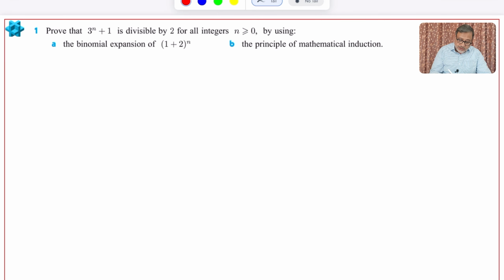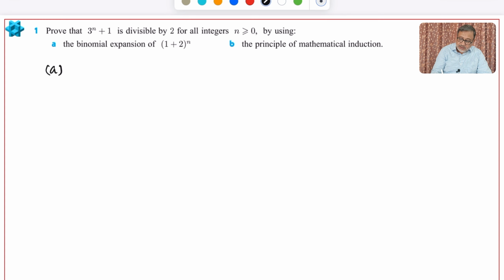Okay, this question is from the textbook, okay. Prove that 3 to the power n plus 1 is divisible by 2 for all integers n greater than or equal to 0 by using the binomial expansion of 1 plus 2 bracket to the power n and the principle of mathematical induction. So by two ways we have to prove this, okay. So first one is by binomial expansion, right? Okay, so let us see by binomial expansion how we can solve this one. So I will start with part A.